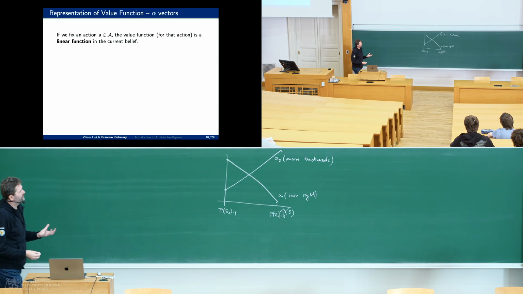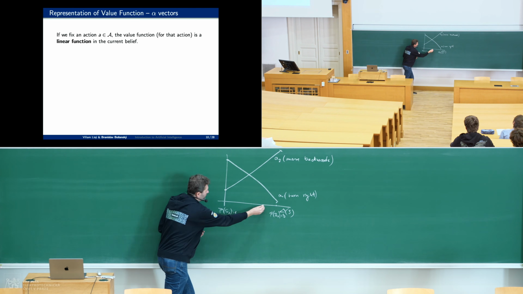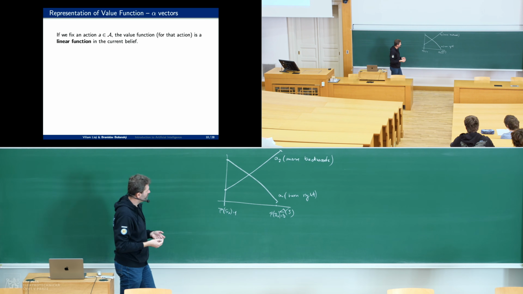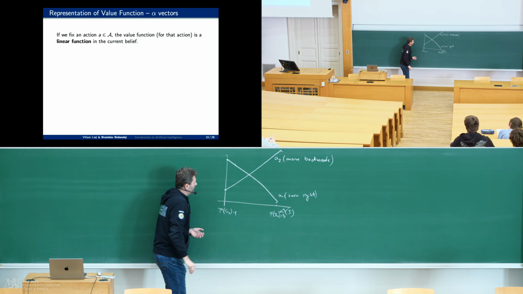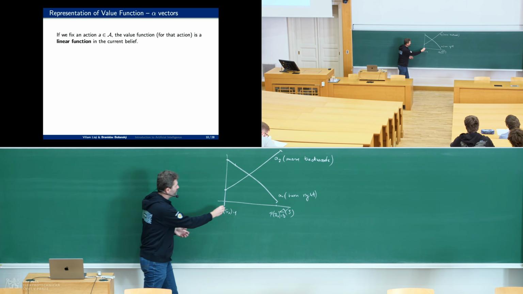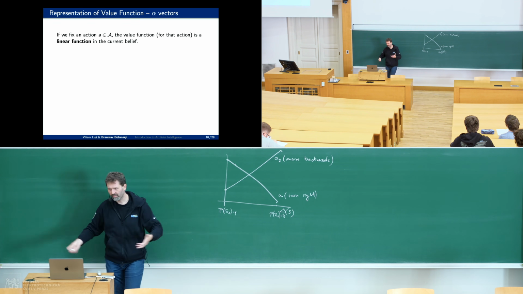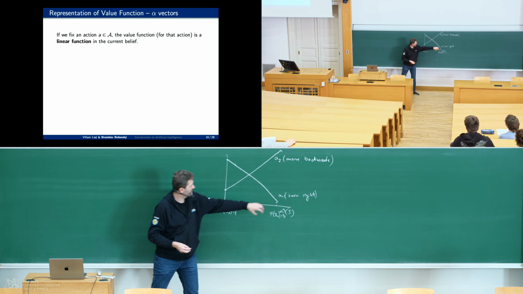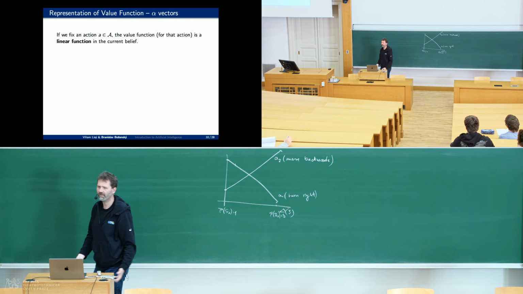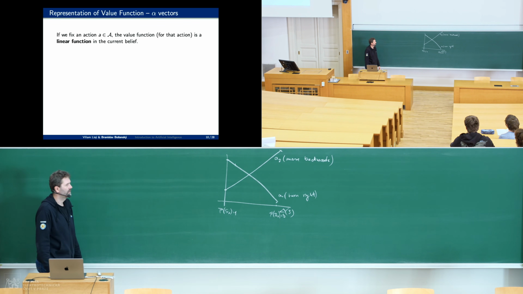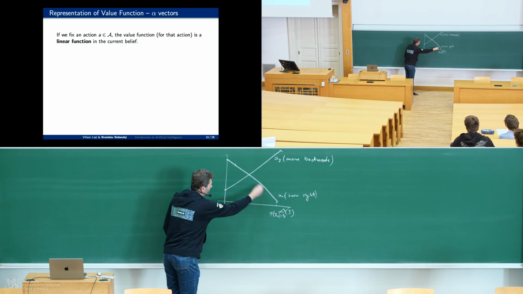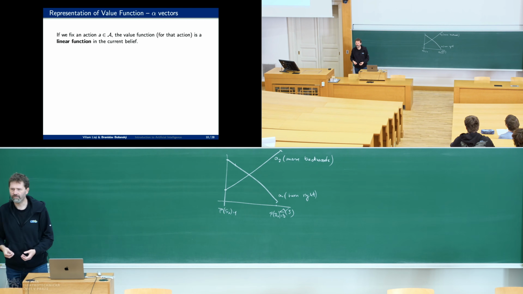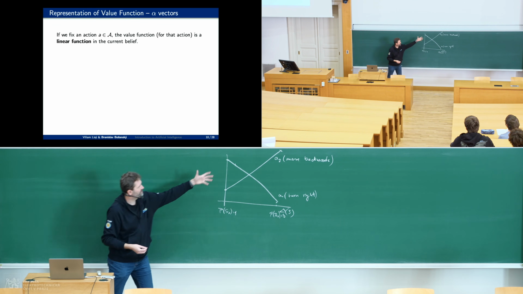For every possible belief point, for every possible probability distribution, we can say, if I'm here, then the probability that I'm in this state is 0.8 or 0.9. So I will take 0.9 of this reward plus 0.1 of this reward, which is basically the linear combination of these two rewards. So for every action, I can draw or create this linear function that computes these expected rewards.